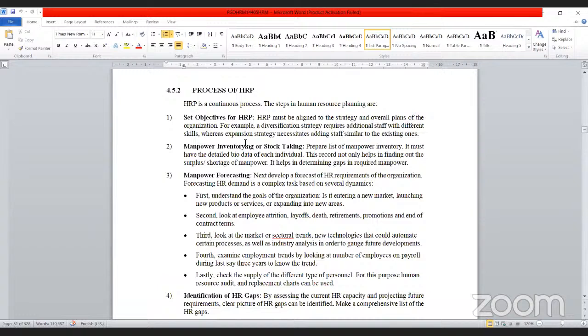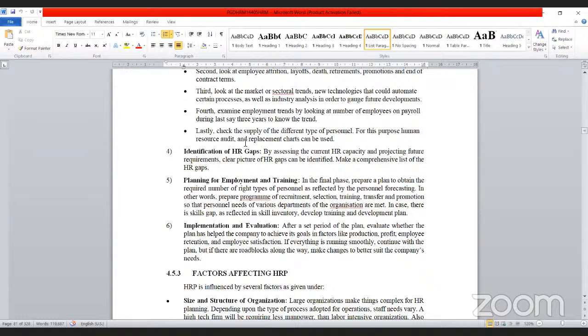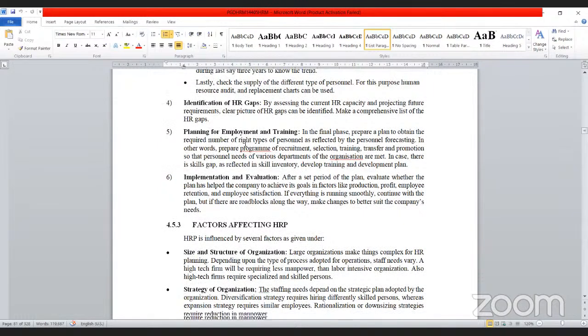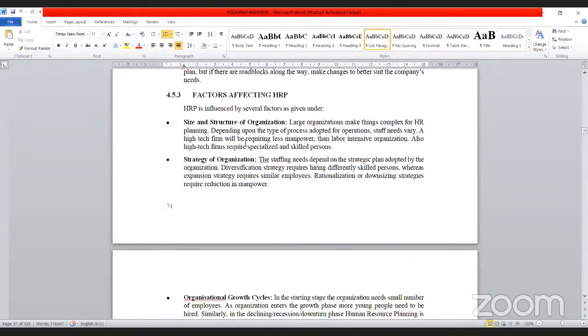The process of HRP is to set an objective, to have the biodata of manpower, to forecast and identify the HR gaps, like the future requirement, giving a clear picture of what gaps can be identified for future analysis, planning what kind of training techniques can be implemented, and preparing a complete program of recruitment, selection, training, transfer and promotion, implementing and evaluating.